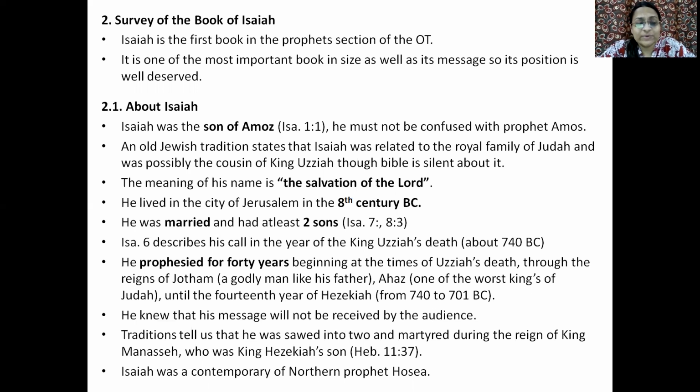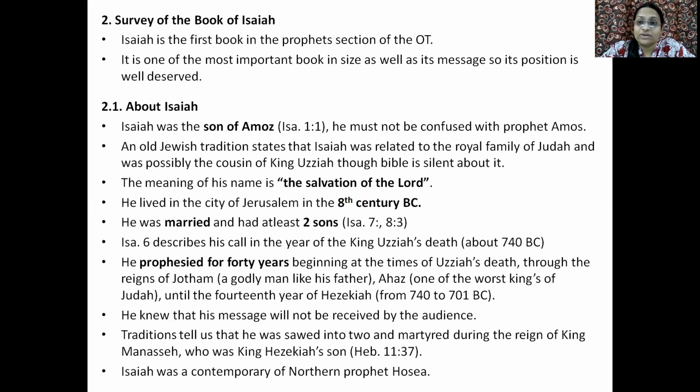The next thing we can see is about Isaiah as a prophet, as a person. Isaiah was the son of Amos, which we can see in Isaiah chapter 1, verse 1. He must not be confused with the prophet Amos. We should not think that prophet Amos is his father, but he was the son of another Amos mentioned in Isaiah chapter 1, verse 1. An old Jewish tradition states that Isaiah was related to the royal family of Judah and was possibly the cousin of King Uzziah, though the Bible is silent about it. So we do not know properly, but it is said that probably he belonged to a royal family of Judah and was the cousin of King Uzziah.